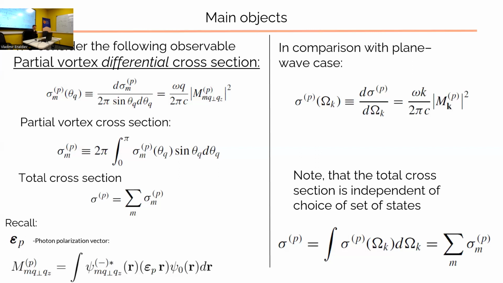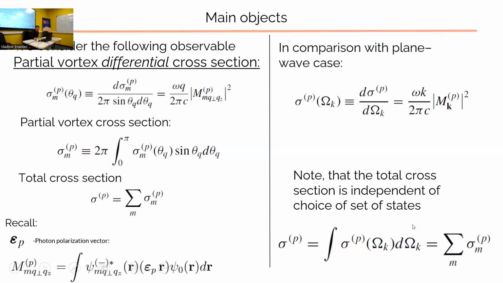If we fix a momentum and integrate over the third quantum number, we have this partial vortex cross-section. It represents how many electrons will be in the state with angular momentum m. And if we sum over the final momenta, we have a total cross-section. And note also that this total cross-section is independent of the choice of final states.